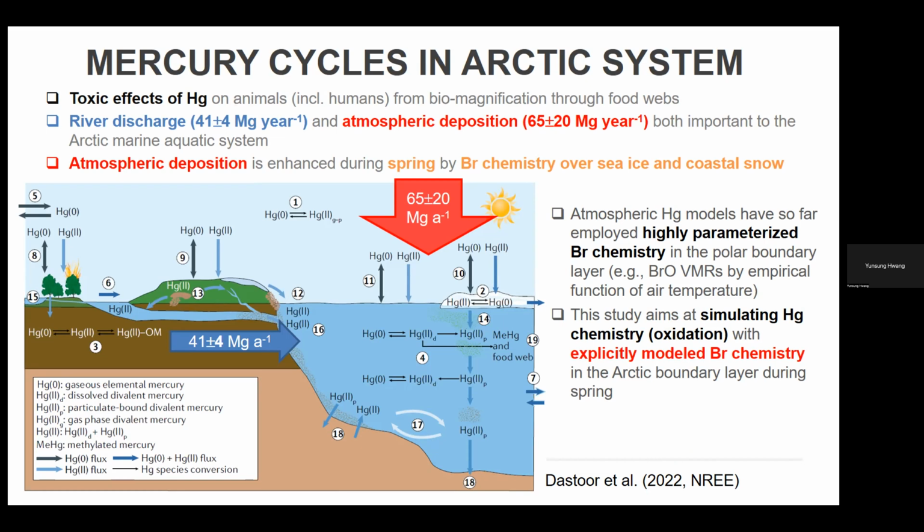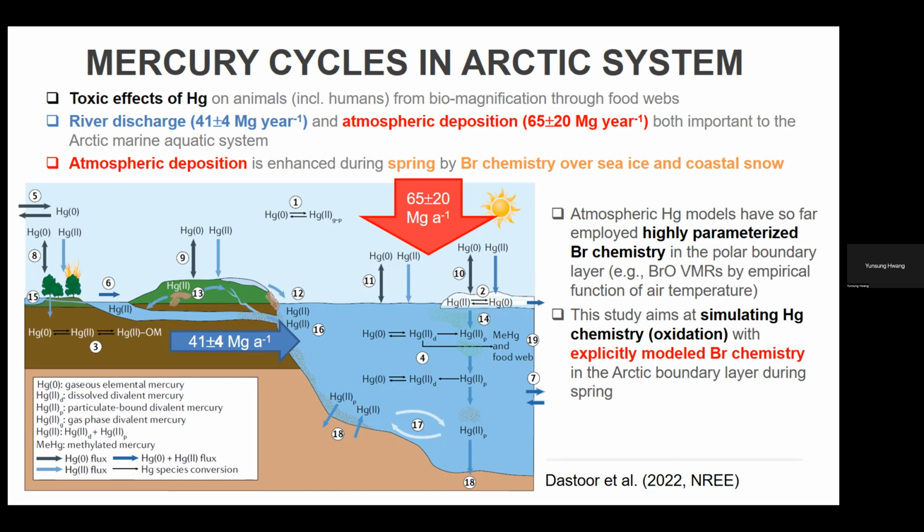And this atmospheric deposition is believed to occur mainly in the spring when the bromine chemistry is very active over sea ice. However, it is very difficult to simulate in the model. And so far, all the mercury models have used highly parameterized bromine chemistry in the boundary layer, like BrO concentration given by a function of temperature, which is maybe okay or not okay. We still don't know.